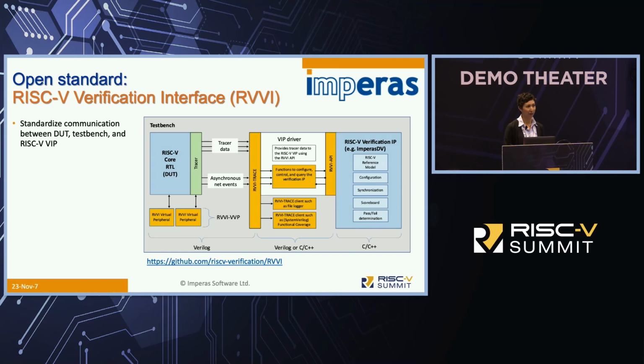So before I go into how Imperas-DV works, I'm going to briefly explain the RISC-V verification interface, or RVVI. RVVI is an effort to standardize the communication between the RISC-V processor test bench by identifying interfaces that are common to all RISC-V processor test benches. The diagram being presented illustrates this architecture, and the common interfaces are shown in yellow. These include RVVI trace, which is a specification for the interface between the processor under test and the test bench. It identifies the information that the test bench needs in order to verify the processor's correct operation.